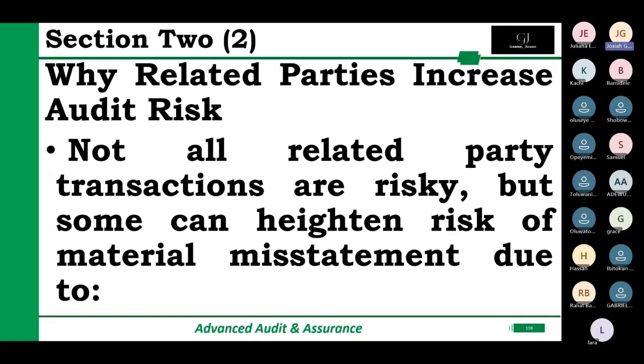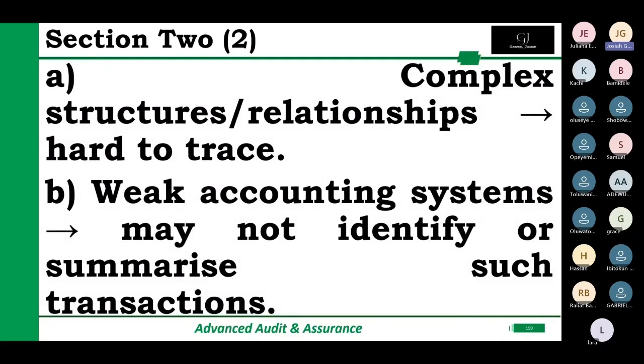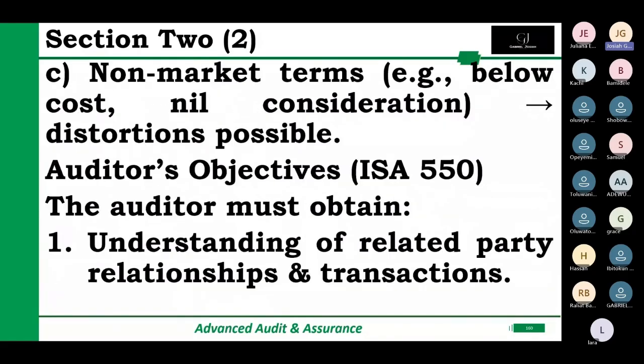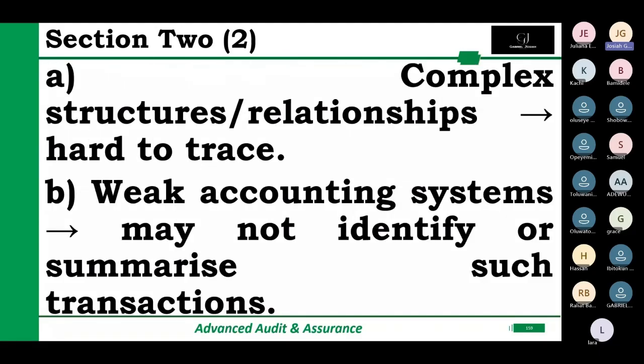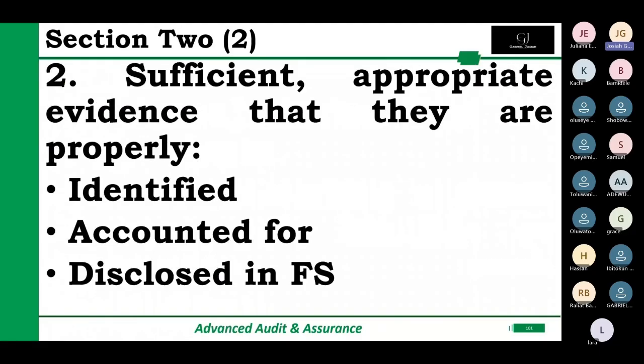One reason why related party transactions are risky is weak accounting systems, where you may not identify or summarize such transactions because of their complex nature and because internal controls are overridden by management of these companies. Also, non-market terms, talking about below cost, nil considerations, and distortions that are possible through such transactions. There are no market terms for such related party transactions, no measurement, no yardstick for this. So it's hard and complex. That's why the audit risk for related parties is on the increase.